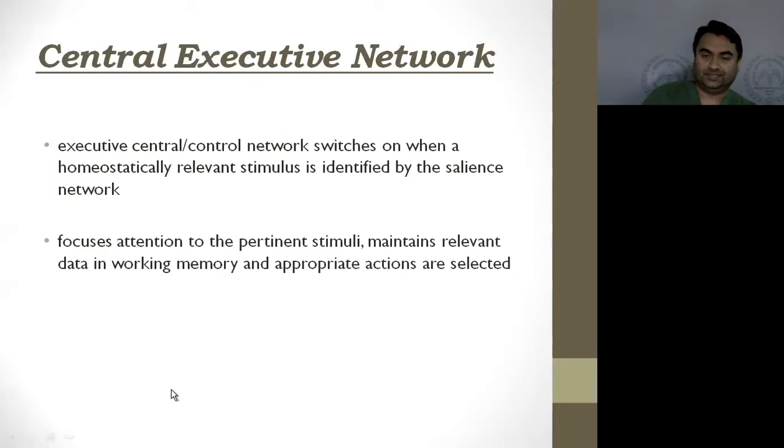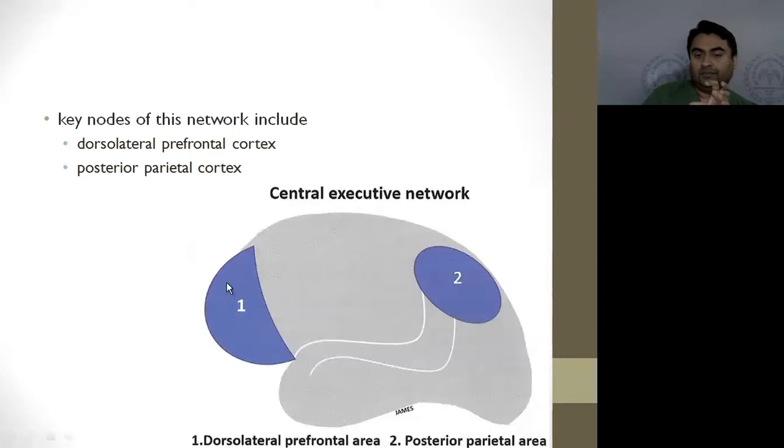The third, the central executive or control network, is an executive network which switches on when the homeostatically relevant stimulus is identified by the salience network. Then, once oriented, it focuses attention to the pertinent stimuli, maintains relevant data in the working memory, and appropriate actions are selected. The key components of this are the dorsolateral prefrontal cortex and the posterior parietal cortex.